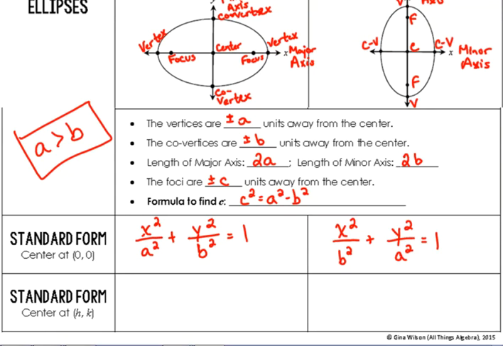If our center is somewhere else other than the origin, then just like with the circle, we change the signs. (x minus h) squared over A squared plus (y minus k) squared over B squared. And then for the vertical, the A and B just switch places.